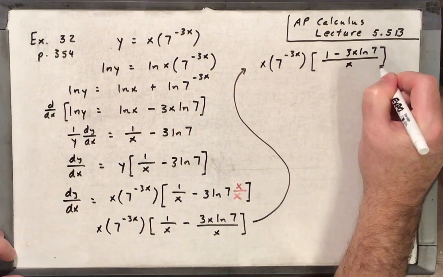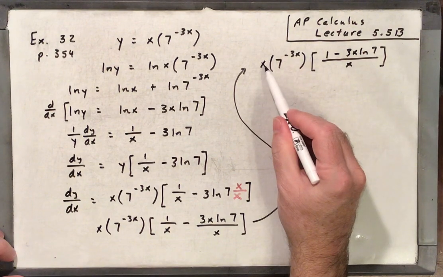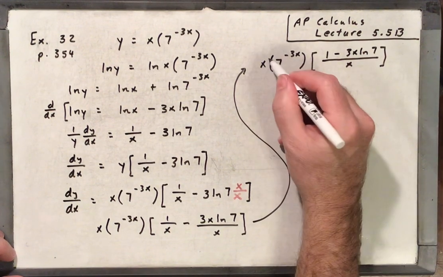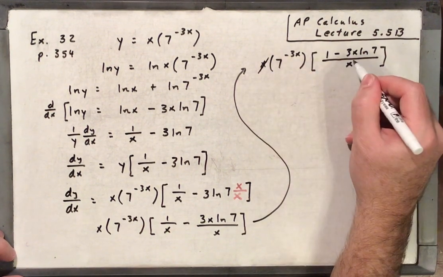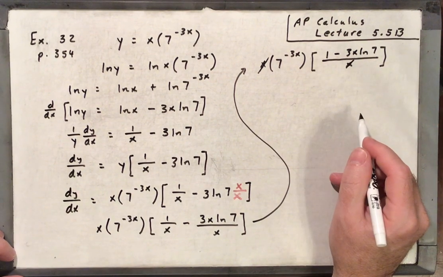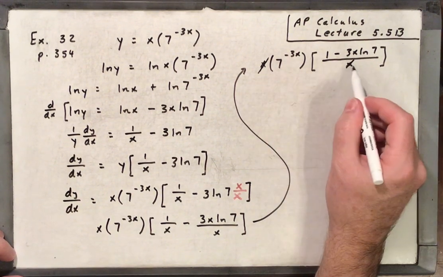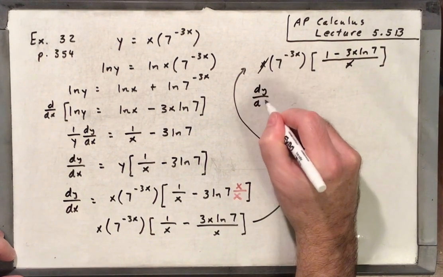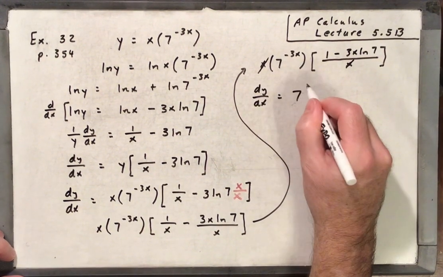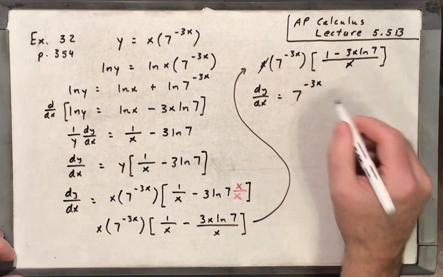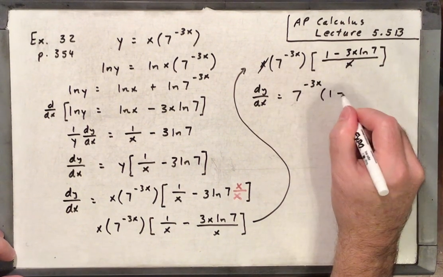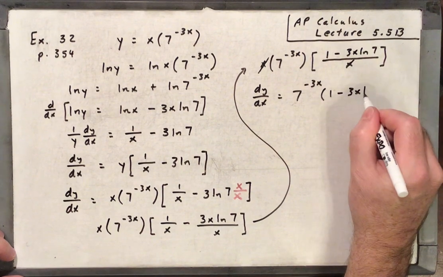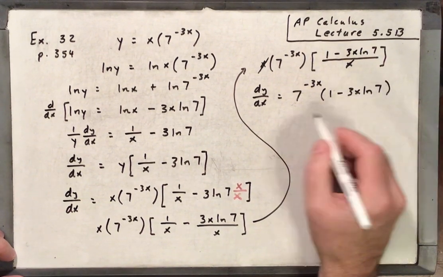Now the reason I did that was because I have this x out front, and that will cancel with this x here on the bottom. So I end up getting rid of this fraction. So dy dx is equal to 7 to the minus 3x times 1 minus 3x natural log 7.